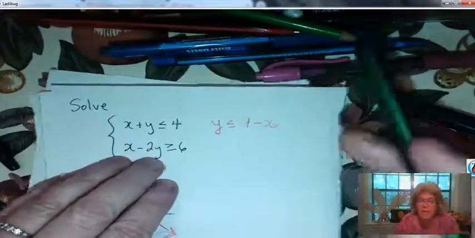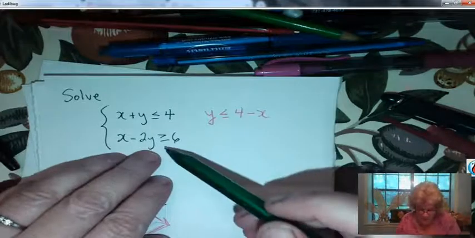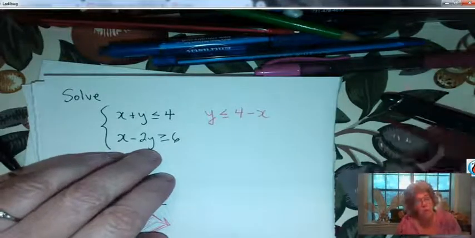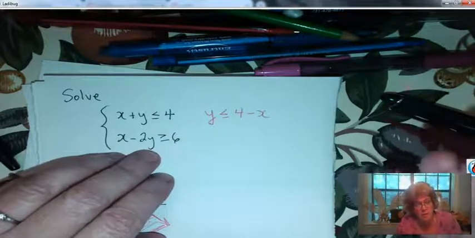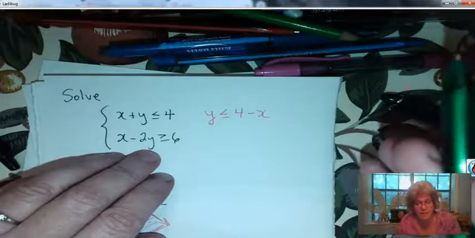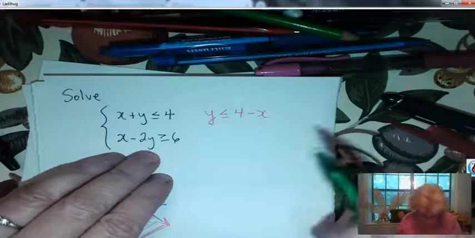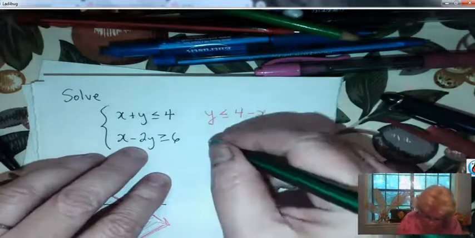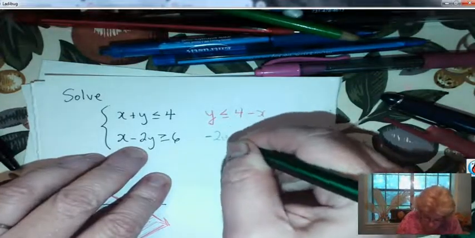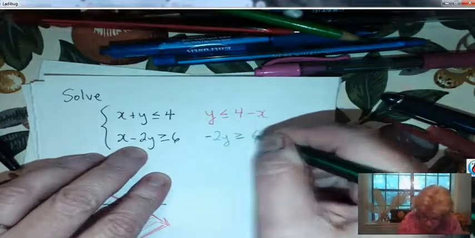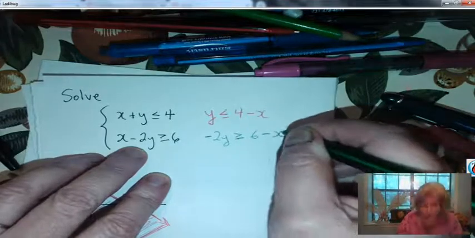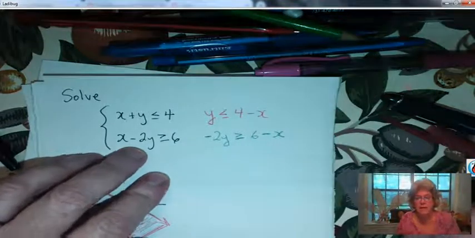I must get y by itself. If you just look at that and say, oh, it's going to be on and above, you might not be right. You must get y by itself on the left-hand side and then see what the arrow is. So I'm going to subtract x from both sides. Subtracting does not change the direction of the arrow.